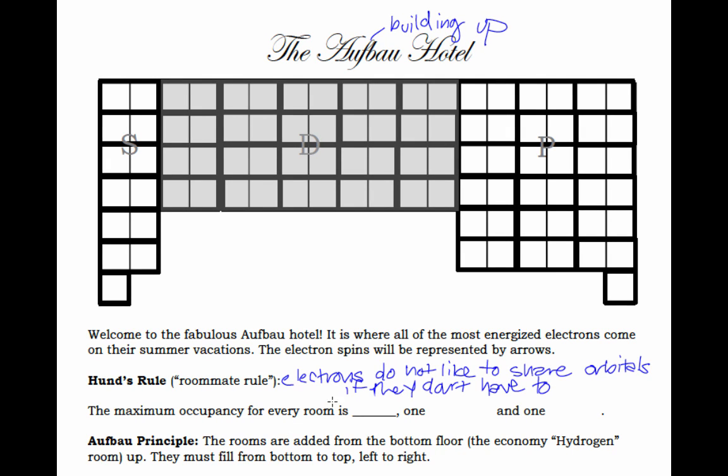Okay, the maximum occupancy for every room or orbital is 2 electrons, and we already talked about this. One of the electrons is going to be represented by an up arrow, and one of the electrons is going to be represented by a down arrow. So in this hotel, the rooms are added from the bottom floor, the hydrogen room, which is right here, up to the top, and they must fill from left to right.